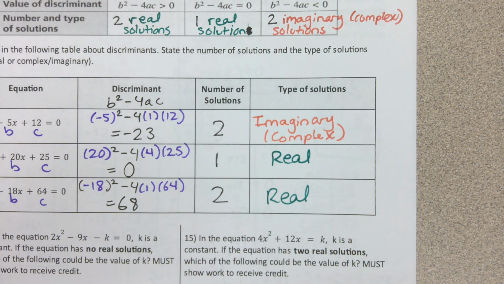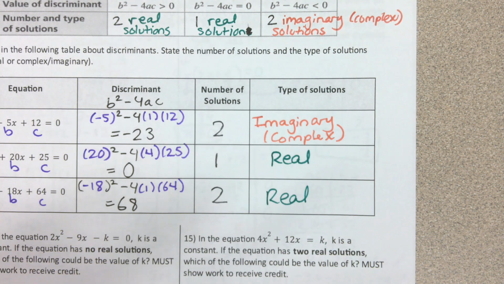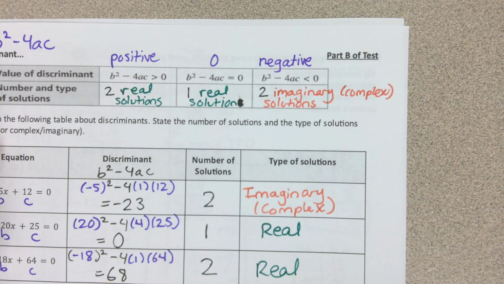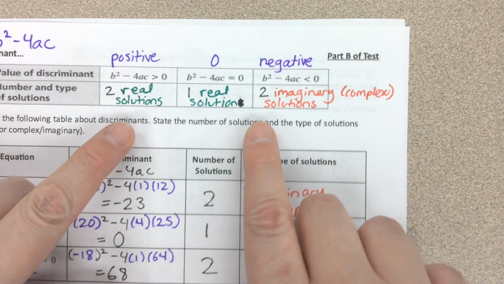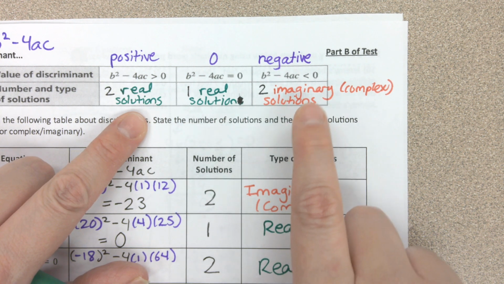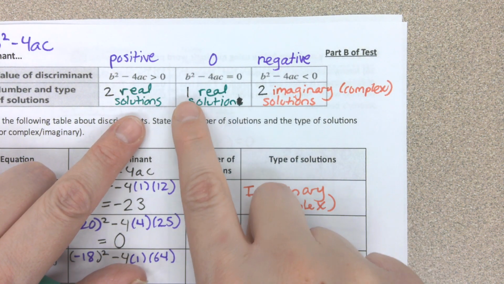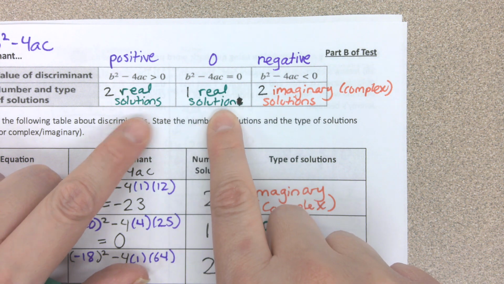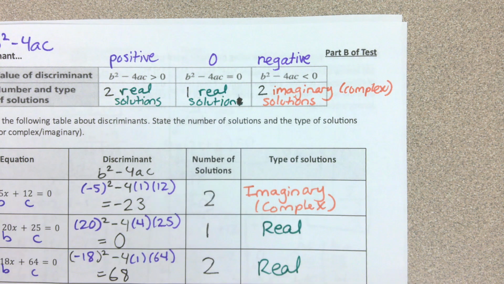For the test, you will have to know these patterns here. You will have to be able to classify these on your own. So let's go over this one more time. Positive and negative. They both have 2 solutions, but positives are real, negatives are not. 0 only has 1 solution, but it's a real solution just like the positive ones.